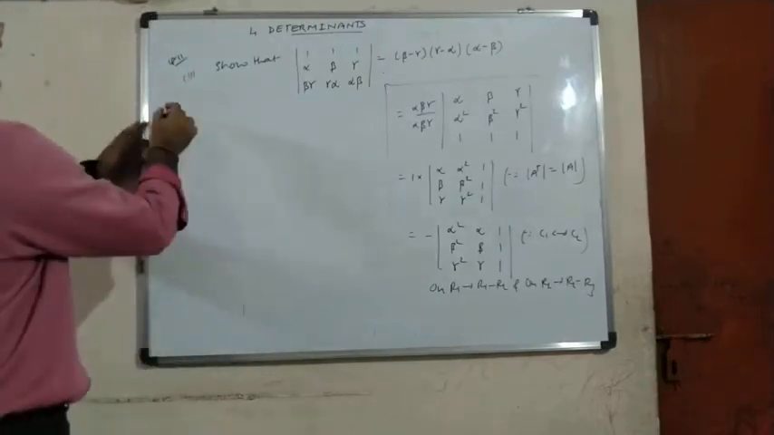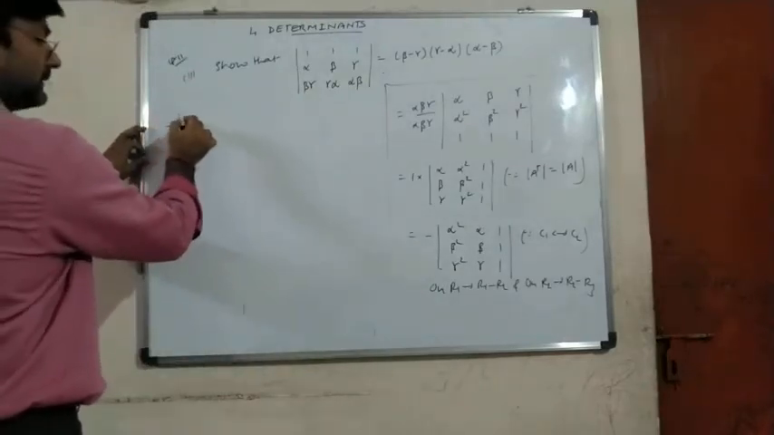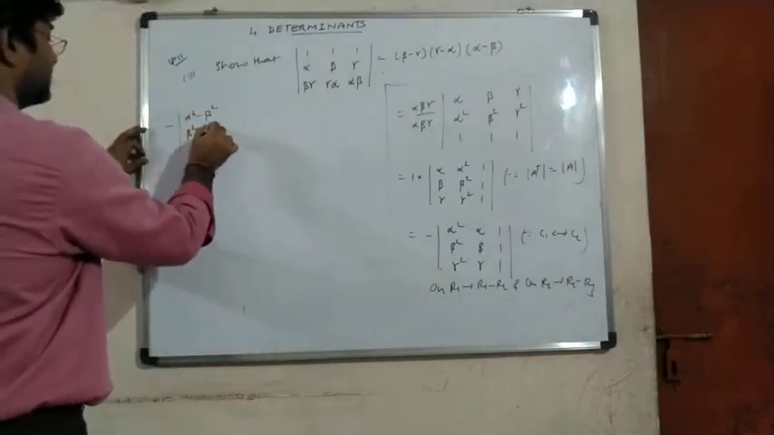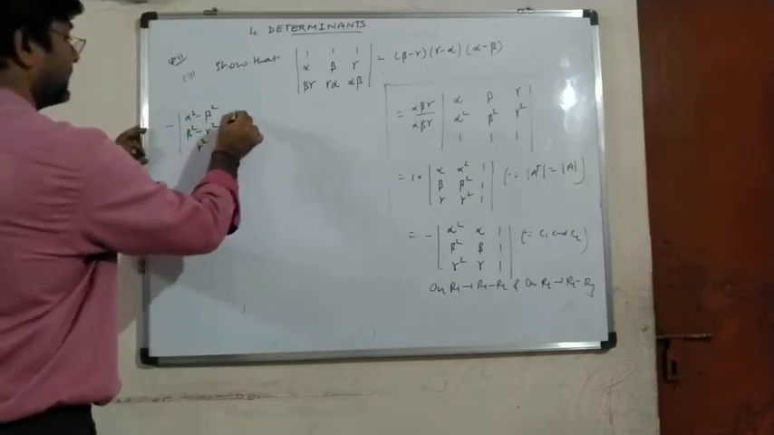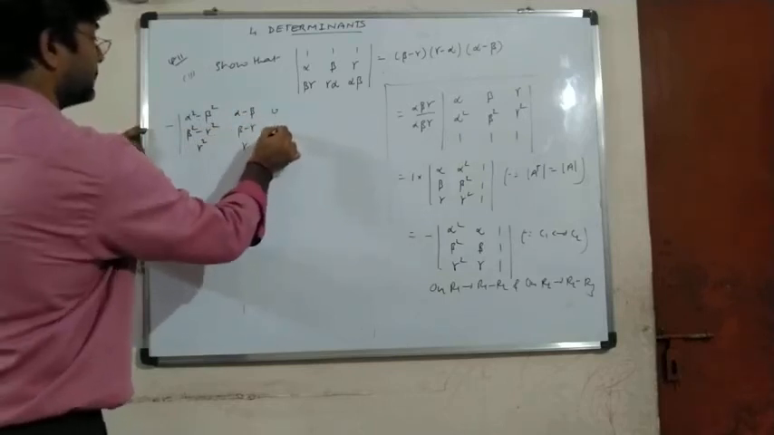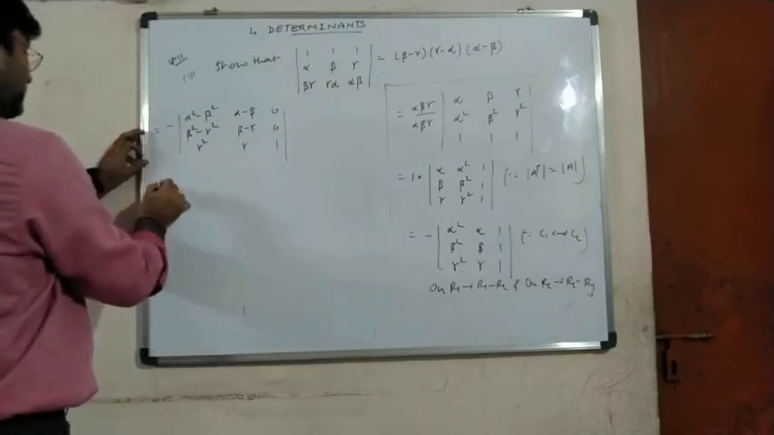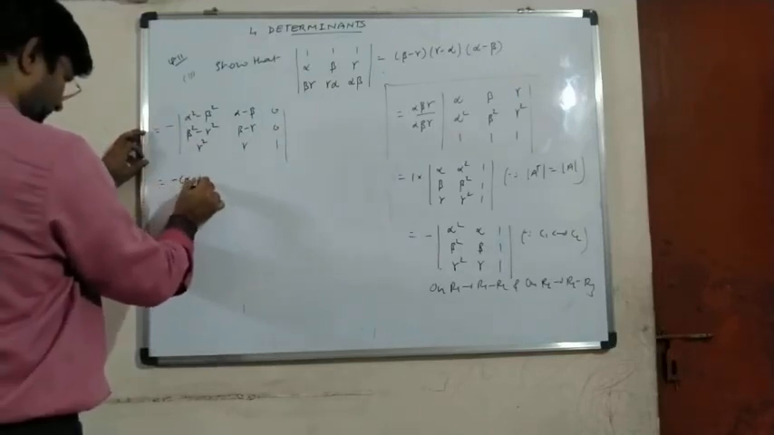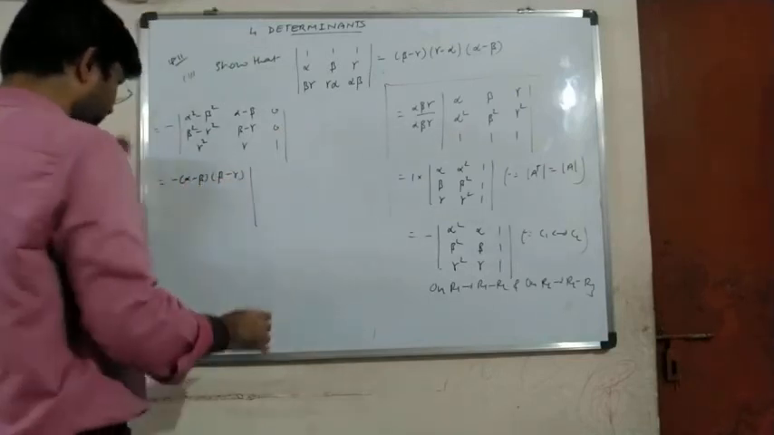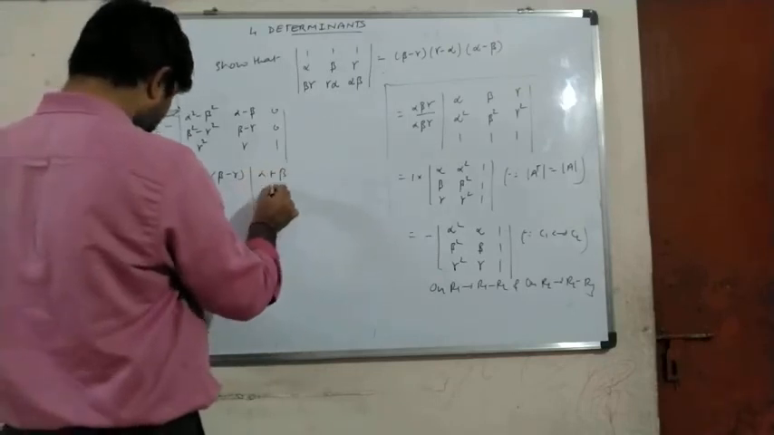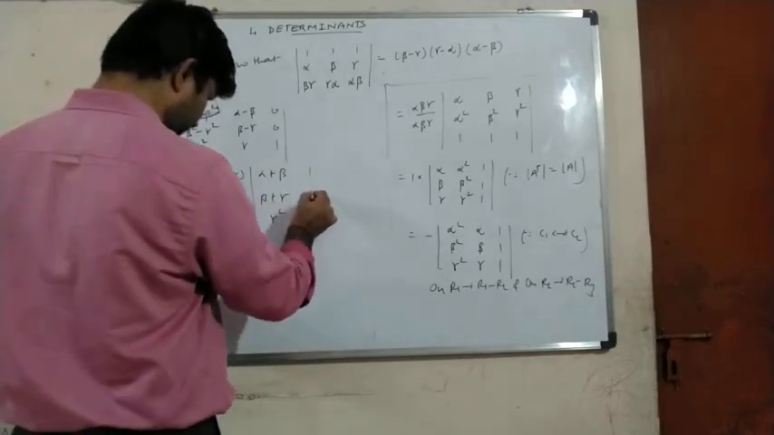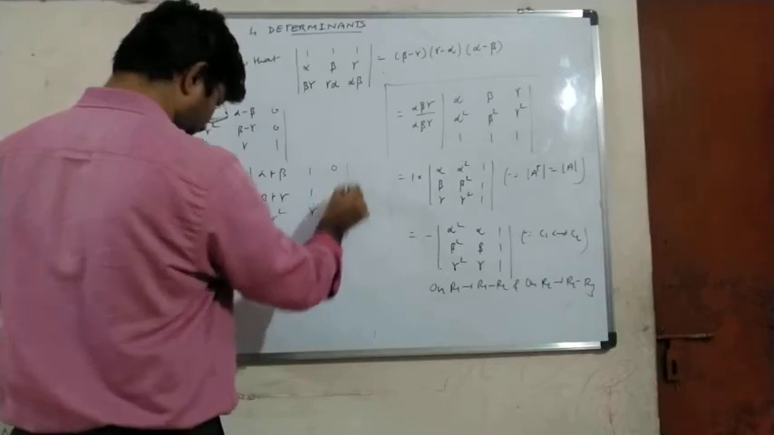Okay, so we will write down that minus alpha square minus beta square minus gamma square, alpha minus beta, beta minus gamma, gamma 0, 0, 1. Okay, take alpha minus beta from the first row and beta minus gamma from the second row. So alpha plus beta, beta plus gamma, gamma square 1, 1 gamma 0, 0, 1.